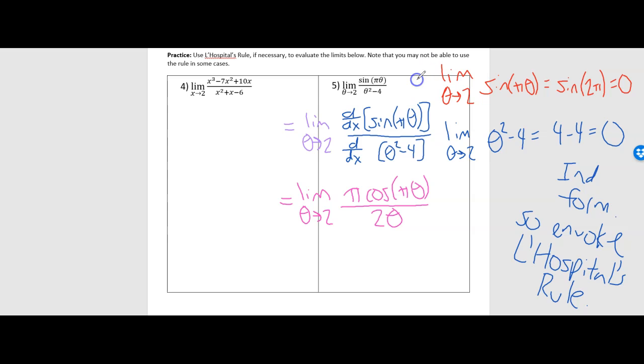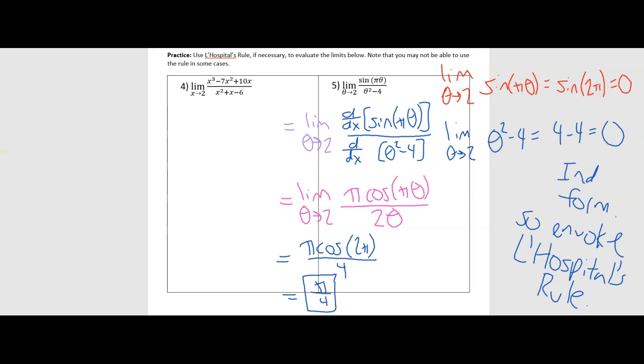So now if we substitute in, I get pi times cosine of 2 pi all over 4, and cosine of 2 pi is equal to 1. So I get pi over 4. So the answer to my original limit is equal to pi over 4.